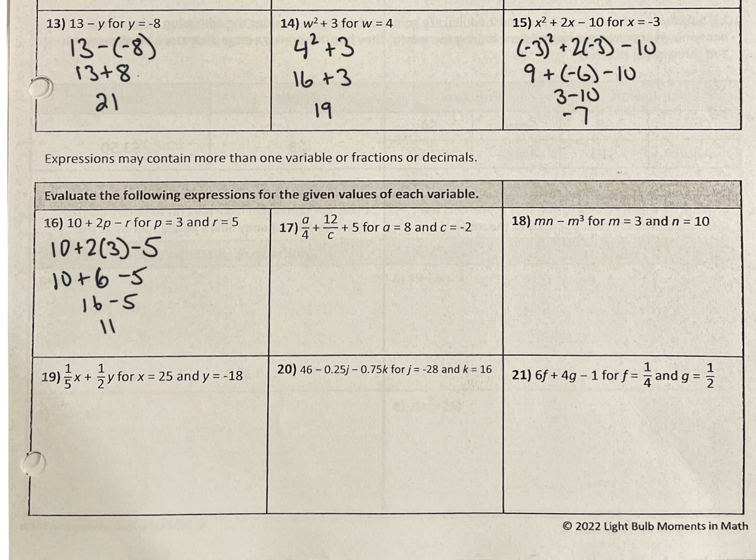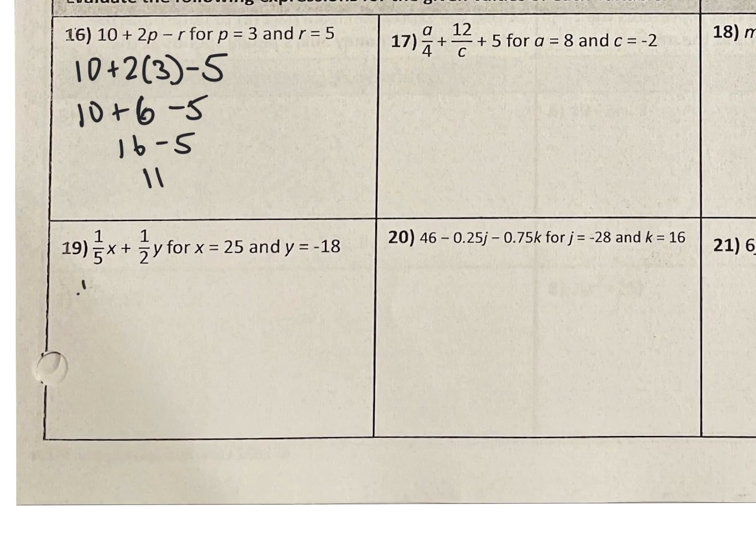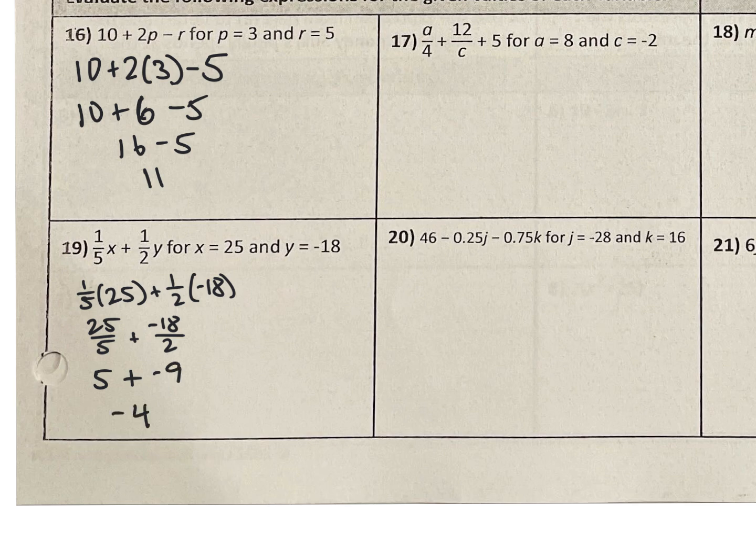I'm going to jump down to 19 just because I think a lot of times fractions intimidate people. So when we look at number 19, this becomes 1/5 of our x value, which is 25, plus 1/2 of our y value, which is negative 18. And now 1/5 of 25 becomes 25 over 5 plus negative 18 over 2. And even though these are written as fractions, we're going to think about them as division. So 25 divided by 5 gives us a whole number of 5. And negative 18 divided by 2 gives us an integer answer of negative 9. And then 5 plus negative 9 is negative 4.